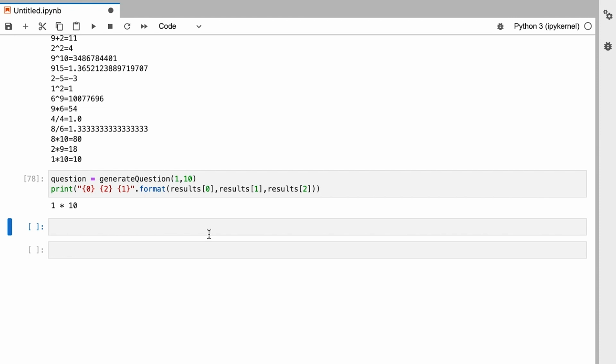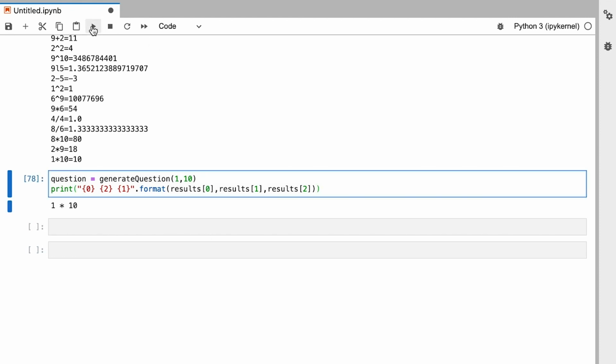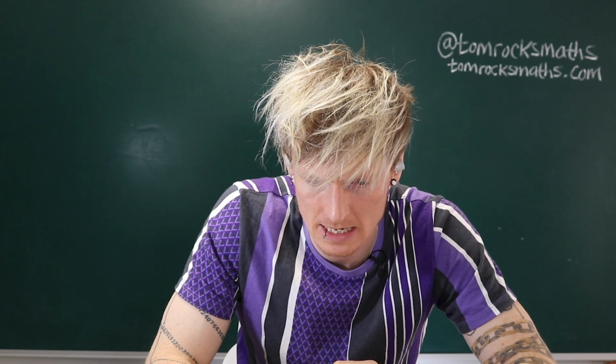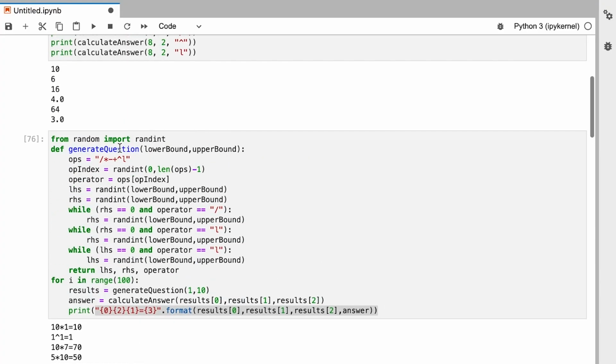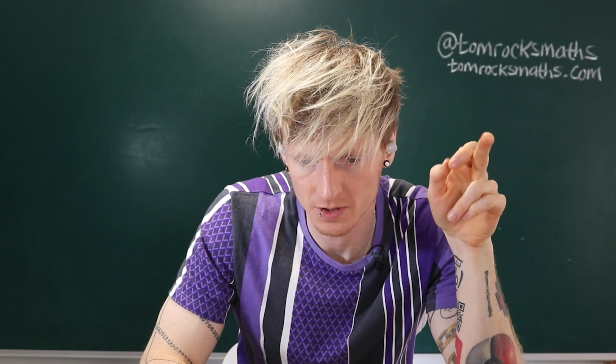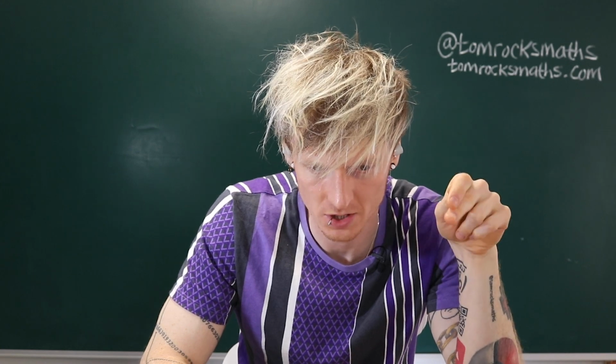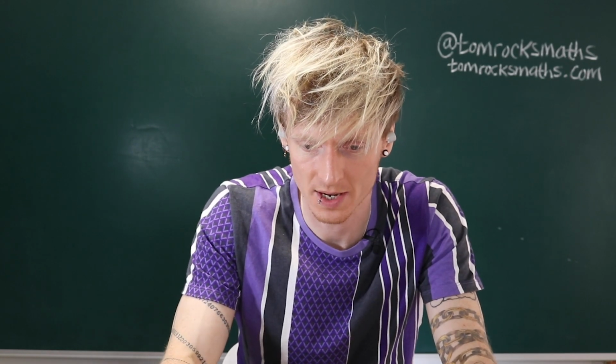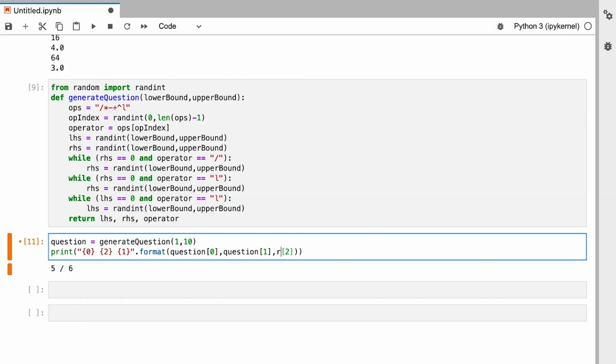If I run that, fabulous, 1 times 10. If I run it again, let's make sure we get a different answer. Still 1 times 10. This is not good. Running again, still 1 times 10. So it's generating a question from 1 to 10. I'm inputting those as my lower bound and upper bound. We're picking an operator, which is clearly picking star. But is it importing the random numbers? Oof. Because of course it's calling results, which we don't have. It needs to recall question. That's what I was doing wrong. I was calling an old variable. Very silly. So it needs to call question, and question, and question.